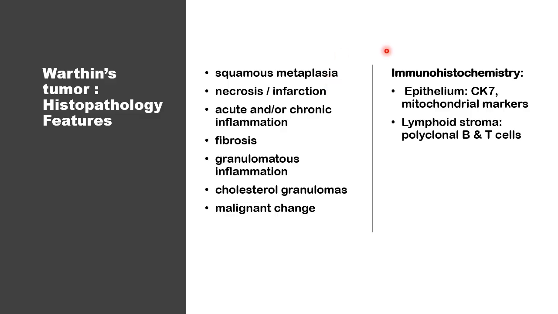The typical biphasic tumor cells could be identified by immunohistochemistry. CK7 would identify the epithelial line, and a mitochondrial marker could also be used, and the lymphoid stroma could be identified as polyclonal B and T lymphocytes.